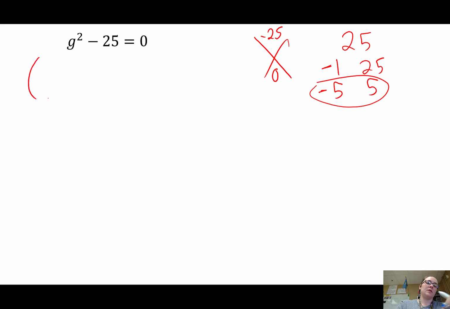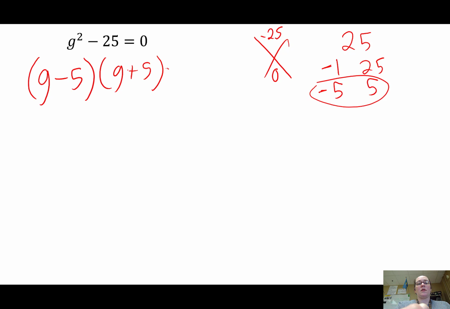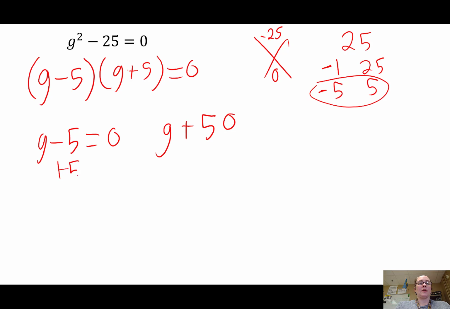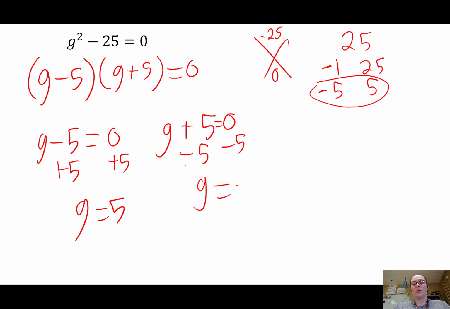So we get g minus 5 times g plus 5 equals 0. So either g minus 5 equals 0 or g plus 5 equals 0. And again, solving these, either g equals 5, or, oops, I forgot my equal sign there, or g equals a negative 5.